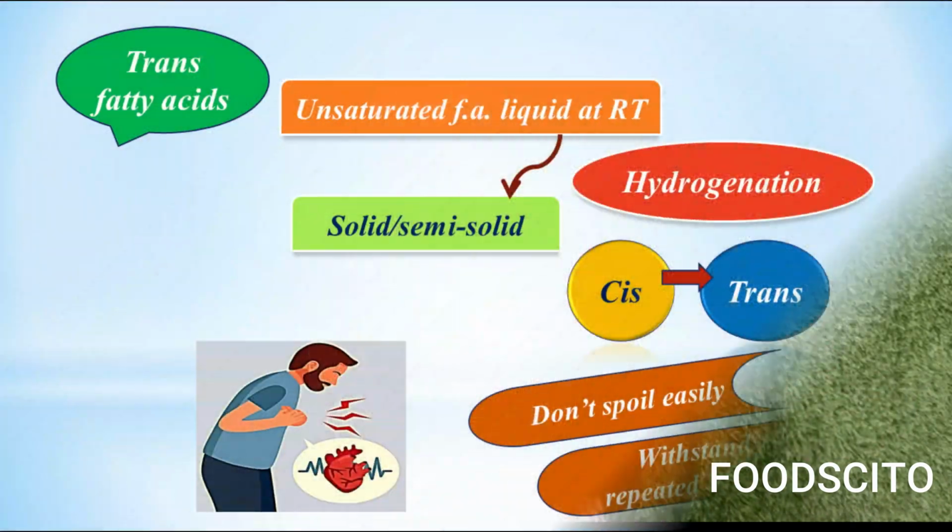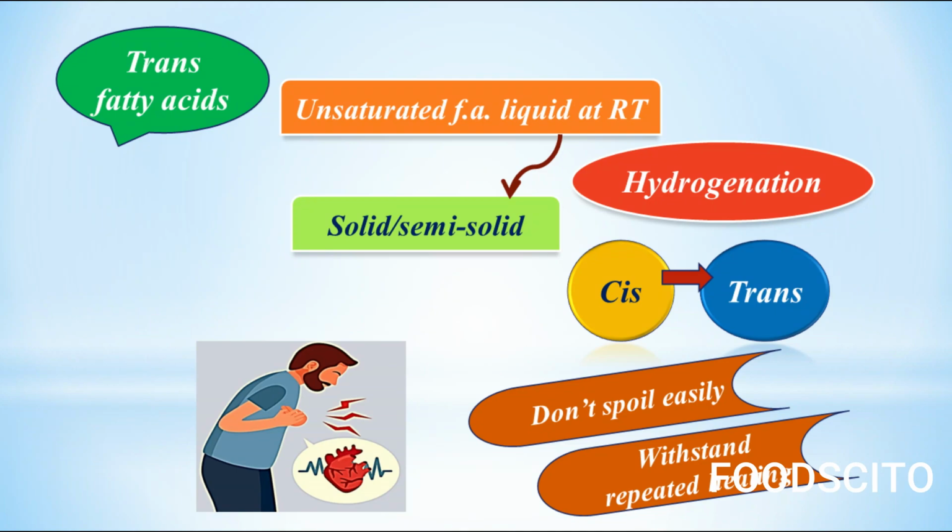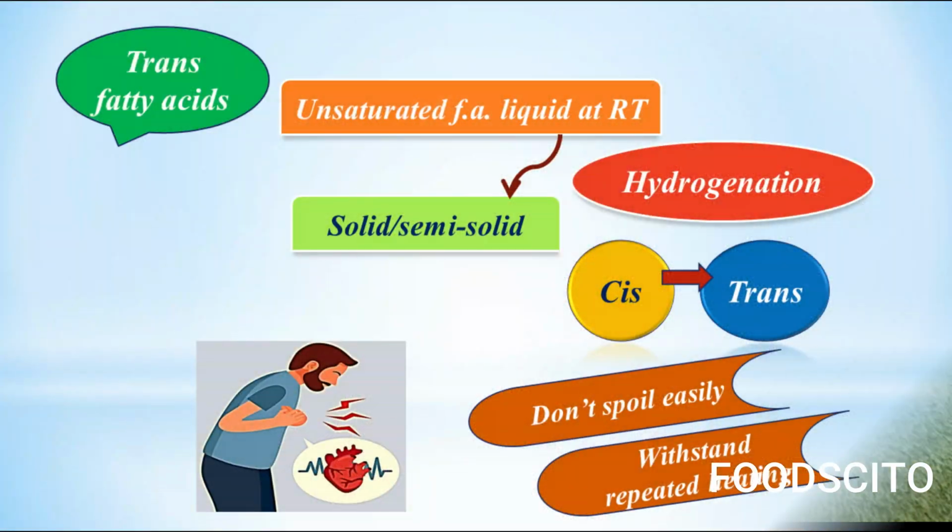Now let's talk about trans fatty acids. Unsaturated fatty acids including MUFA and PUFA are usually liquid at room temperature, but they can be converted into semi-solid or solid form by the process known as hydrogenation. As the name suggests, we are dealing here with hydrogen. So this is addition of hydrogen to unsaturated fatty acids at high temperature in the presence of catalysts such as nickel to convert them into saturated fatty acids.